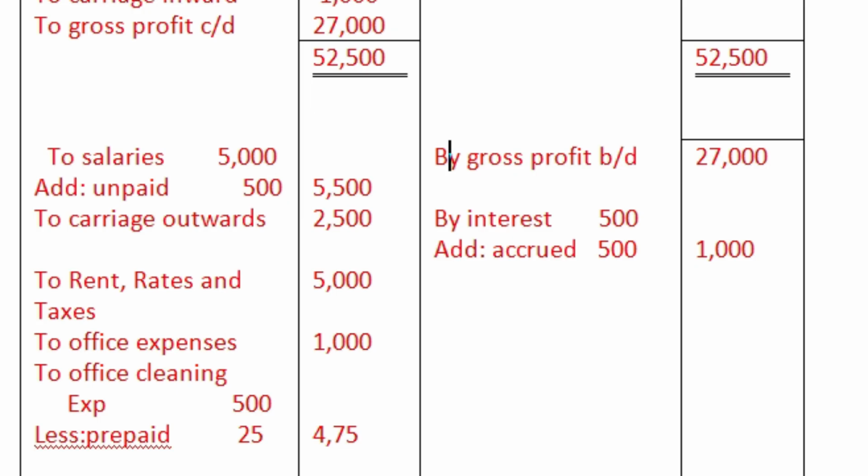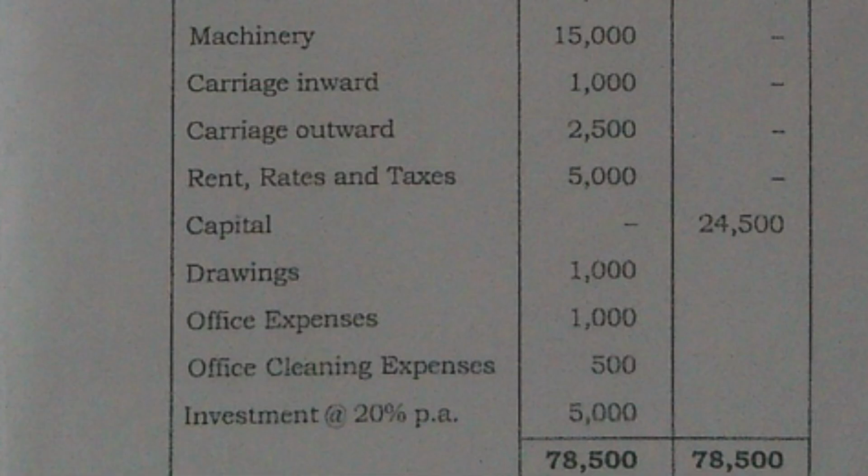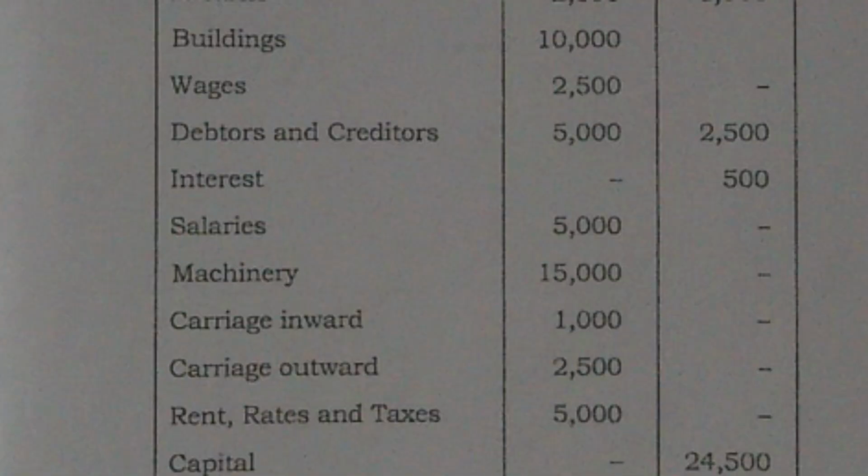So here is the gross profit transferred to the profit and loss account, and the salary, as I told you, 5,500 including the outstanding unpaid amount. Then carriage outward is given in the question. Carriage inward goes to the trading account, carriage outward to the profit and loss account, 2,500. And similarly rent, rates and taxes go to the profit and loss account.